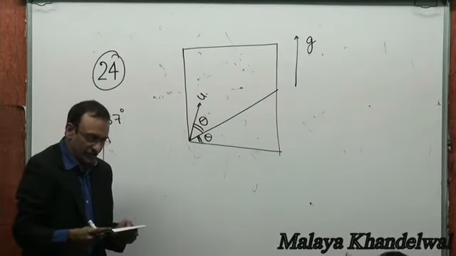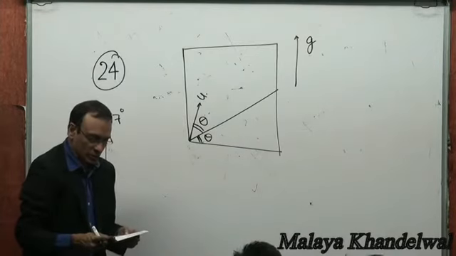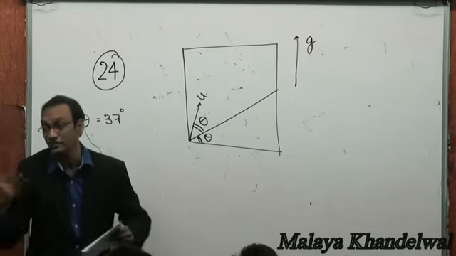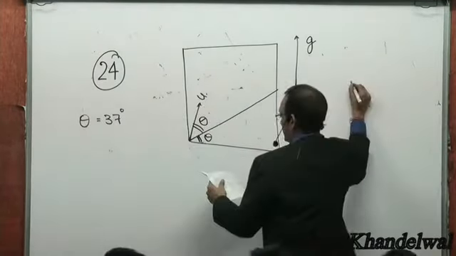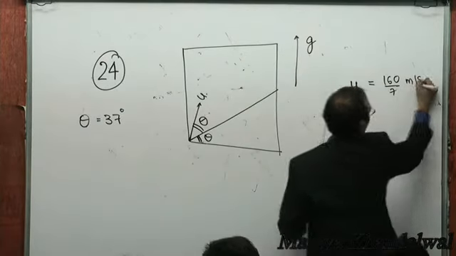Find the radius of curvature in meters of the path followed by the particle with respect to the box when the velocity becomes parallel to the inclined plane in the box frame of reference. That is, everything in the box frame of reference. U is given to be 160 by 7 meters per second. Very simple. Your attention, please.